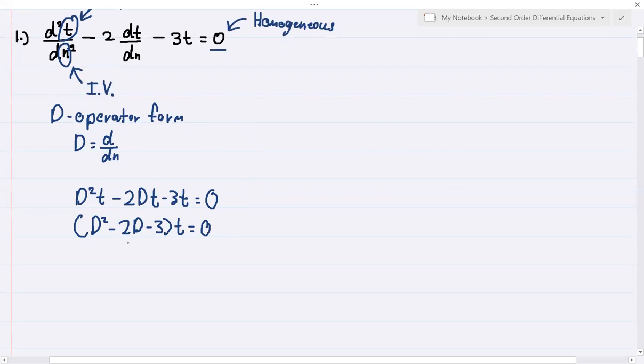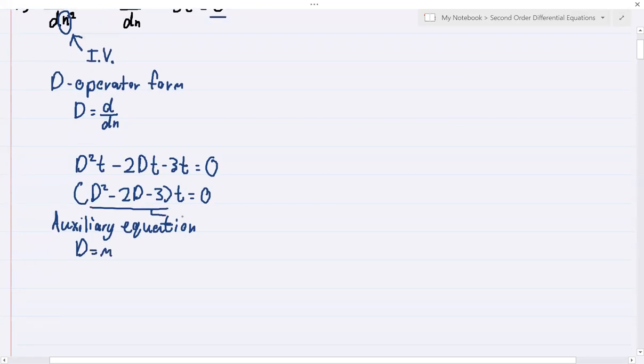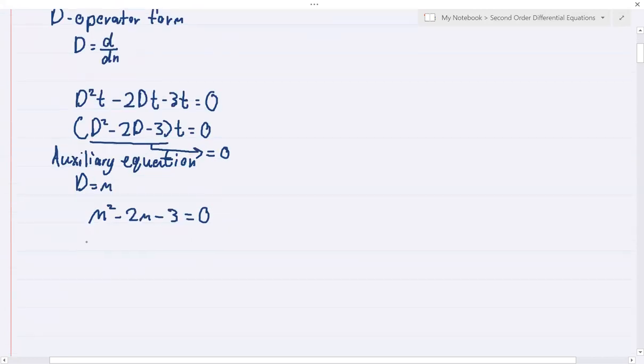Okay. Then after that, you're going to find your auxiliary equation. And by finding your auxiliary equation, what we're going to do is we will substitute your d as your m. All right. And equate this expression to 0. So we will have m squared minus 2m minus 3 is equal to 0. And after that, the next thing you need to do now is to find your m values.